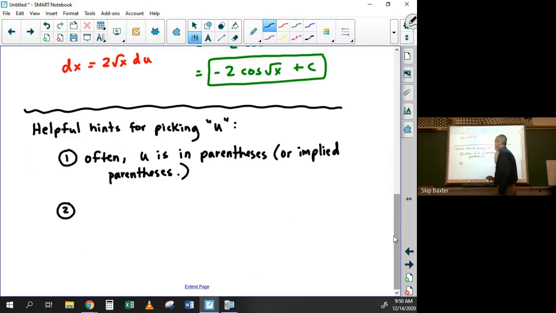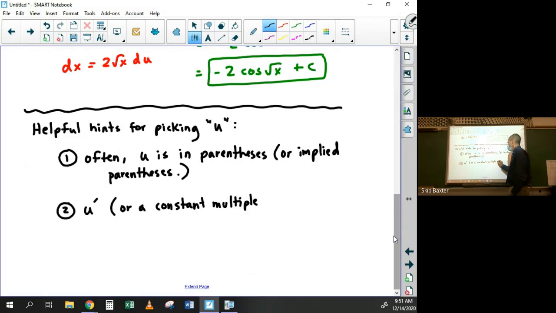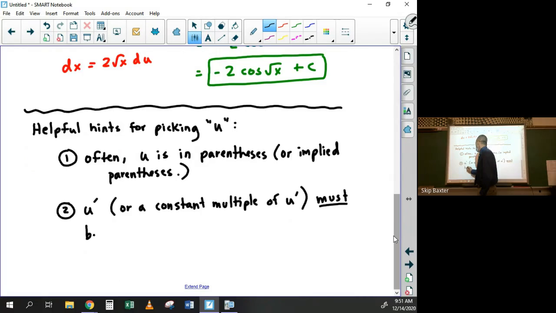For the second thing, u prime, or a constant multiple of u prime, must be a factor of the integrand.